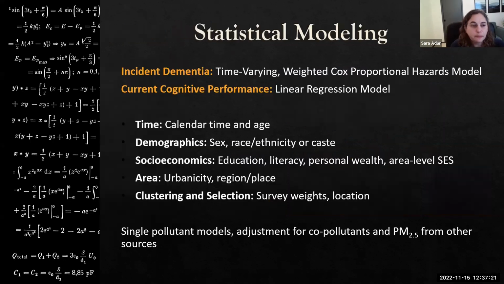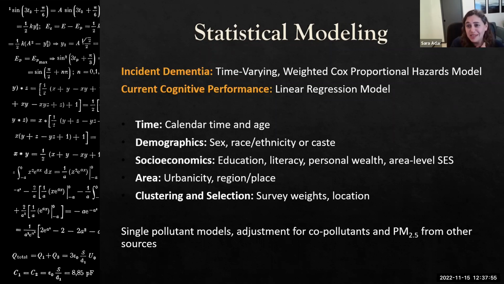and cross-sectional measure of cognitive performance in LASI. So statistical modeling, really briefly for the HRS, when we were doing incident dementia, we used time-varying Cox proportional hazard models. For cognitive performance, we were running linear regression models. We have really detailed adjustments because we have so much information on people and where they are. We're adjusting really detailed for time and age, demographics, socioeconomic status. We have a lot of information on that.